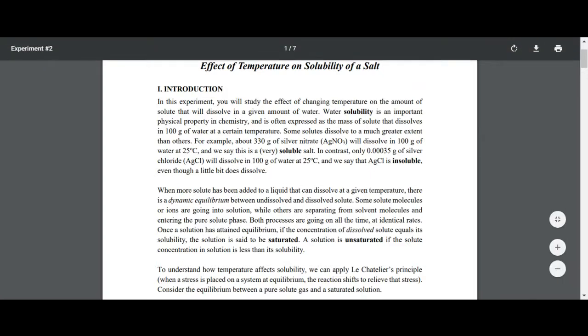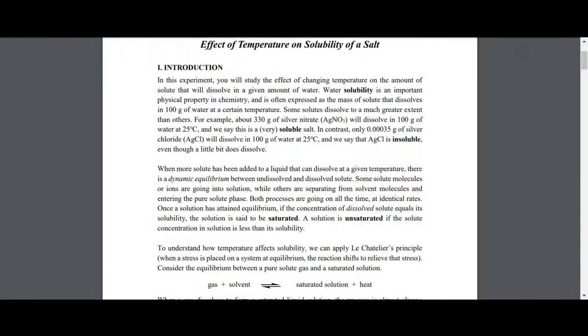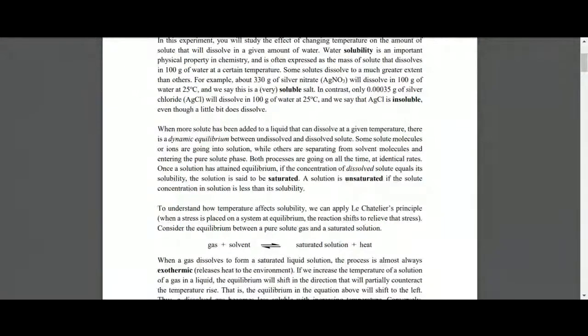So we have saturated solution. There are soluble, very soluble compounds, and you have insoluble compounds that don't dissolve. It doesn't matter. If you have a piece of granite and you put it in the water, it's not going to dissolve.